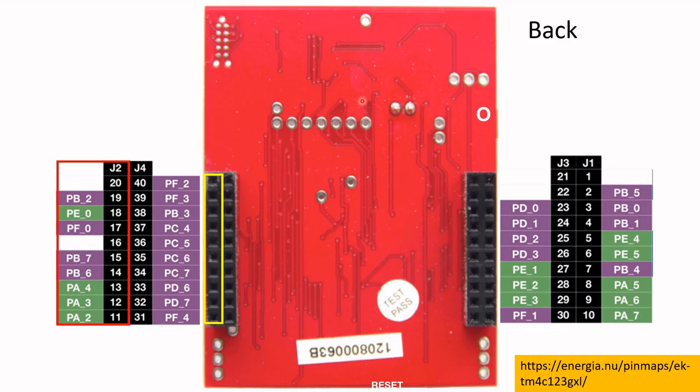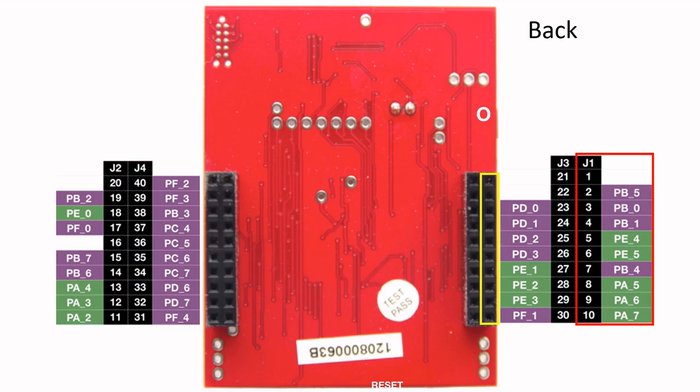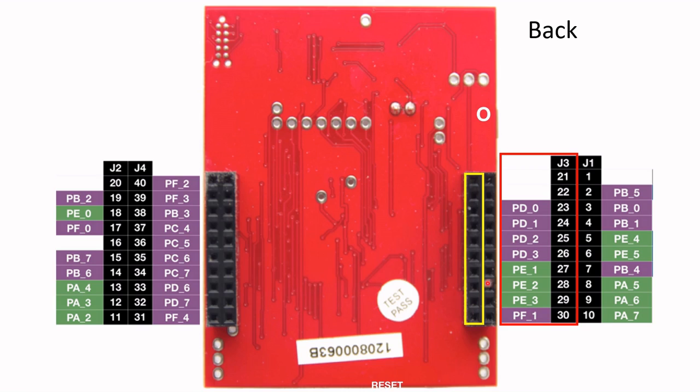Now this is the reverse side of the board, the back side. So this is J2, a female version of the male. Then this is J4 header pins. And this is J1. And finally, this is J3. So just take note that the reverse side is the female versions of the header pins.